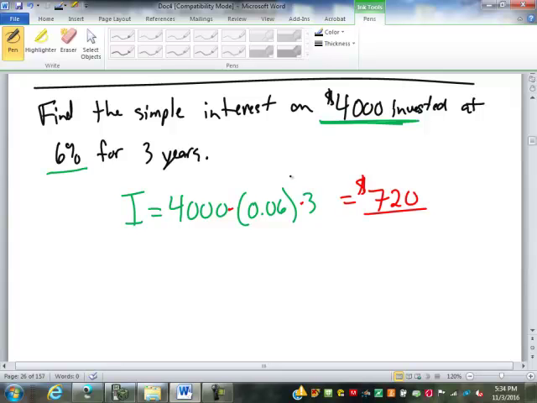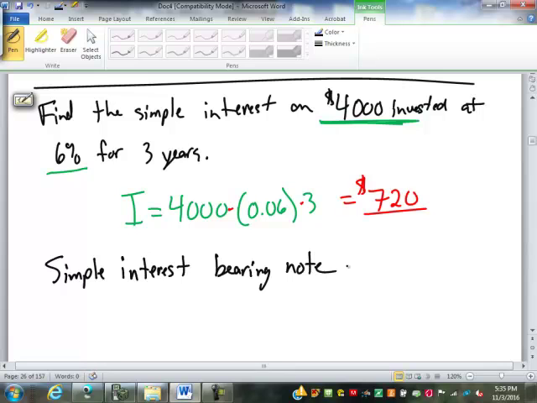Now, what we're going to apply this to, we're going to actually talk about 2 different types of loans over the next couple of weeks. Or notes, I should say, not loans. The first one we're going to talk about is a simple interest-bearing note. So simple interest-bearing means it does bear interest. You add interest onto the balance to get a maturity value, which we'll go over in just a second.